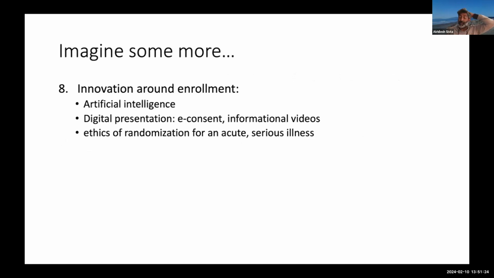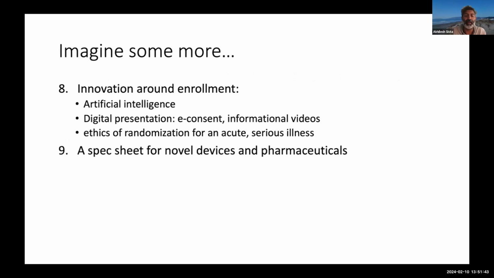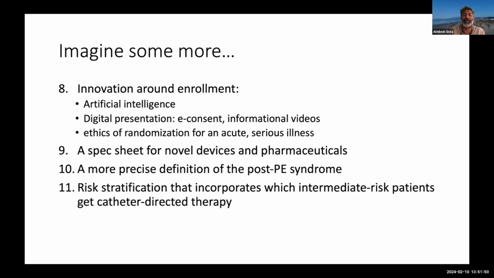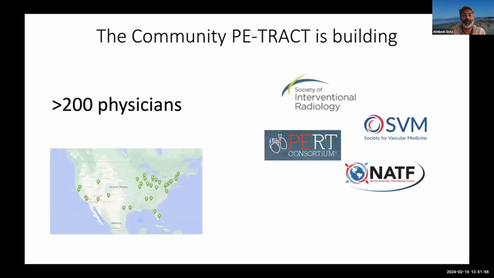Enrollment into this trial has been surprisingly good, but we don't rest on that, and we know that sparse times could be ahead. So we are definitely focusing very hard on enrollment, looking at artificial intelligence, digital presentations, ethics of randomization for an acute serious illness. This really will spur novel devices and pharmaceuticals and give these direction, a more precise definition of the post-PE syndrome, hopefully risk stratification that's more than which ones are sicker, and guidelines with level 1 recommendations. A lot of people are involved in this trial, over 200 physicians.